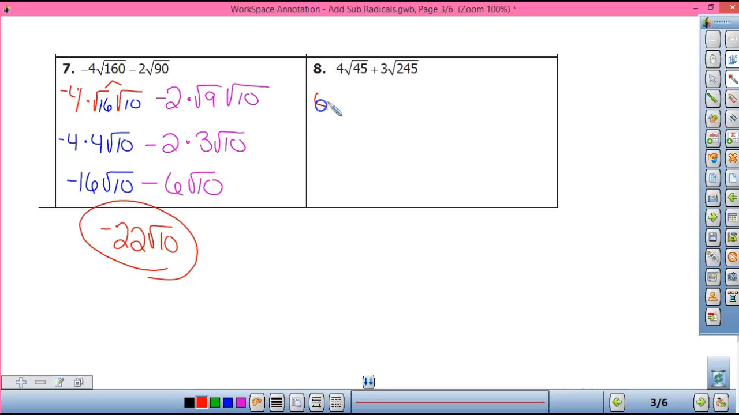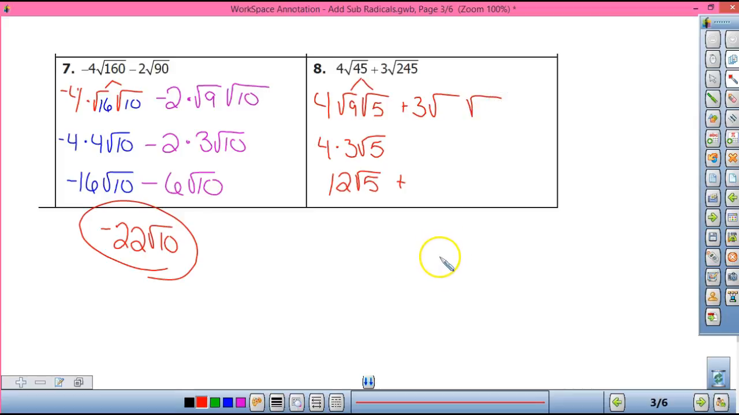All right, so 4 times, what am I doing with my 45? 9 and 5? I'll go with that. So 4 times 3 root 5 gives me 12 root 5 plus, okay, so now what did we just do? What's the square root that we're going for? 5, right? So I would take 245 divided by 5. What's it give us? 49, is that a perfect square? Oh, craziness. So 3 times 7 root 5 gives us 21 root 5, which, add those guys together, 33 root 5.